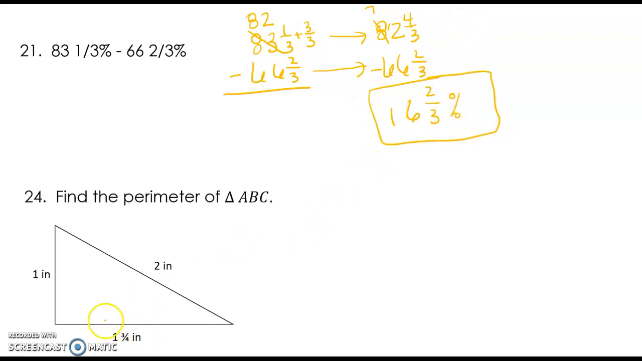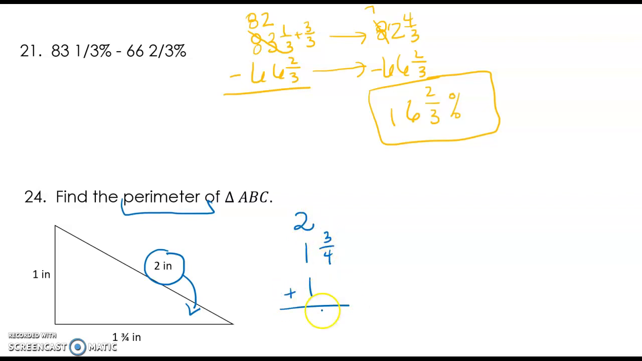All right, let's change colors. Where's my, okay, oops. There we go. Find the perimeter of ABC. So I'm going to add going this way. So I have 2 plus 1 3/4 plus 1.